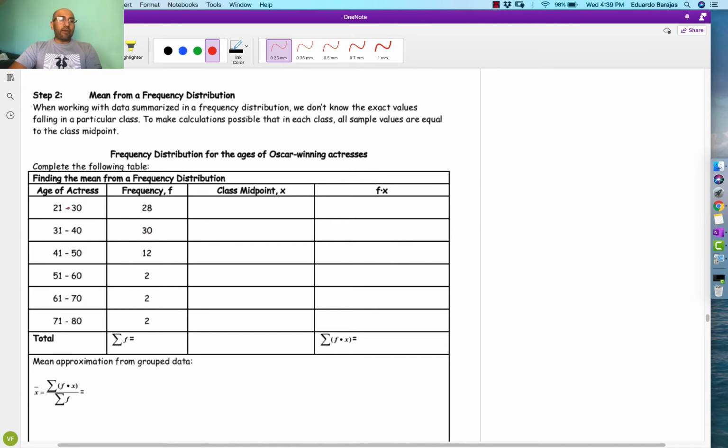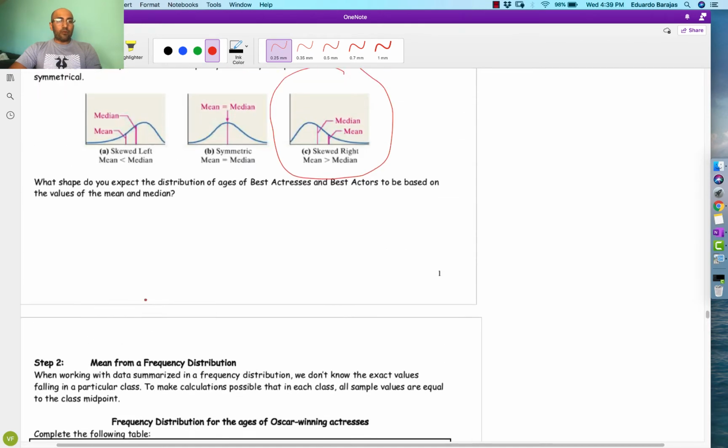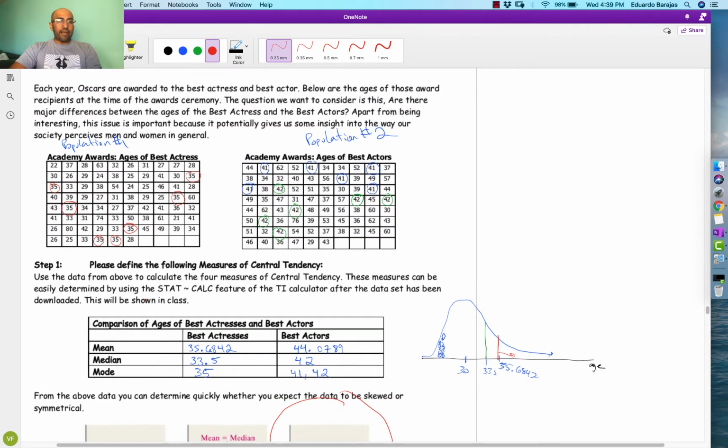There were 30 females between the ages of 31 and 40, inclusive of their endpoints. There were 12 females within the 41 to 50 age range. And then there were 2, 2, and 2 in each of these. Okay? Just to spot them, let's find these. Which are the 2 females that were between 71 and 80 when they won their awards? 71 and 80.